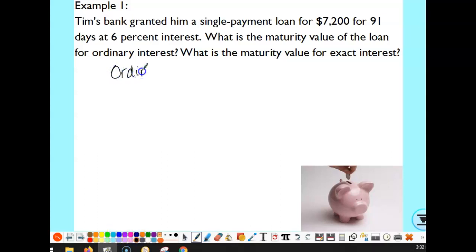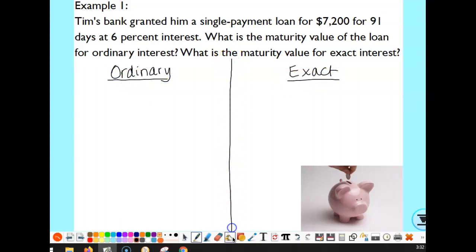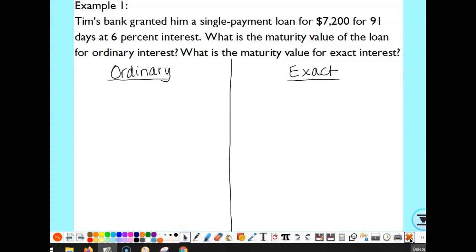So we'll do ordinary here, and we'll do exact over here. Remember, the first calculation that we're going to do is just going to be the interest amount. It's not going to be the maturity value, and what we want to calculate is the maturity value. So to find the amount of ordinary interest, we're going to take the principal times the rate times the time and then divide that by 360.